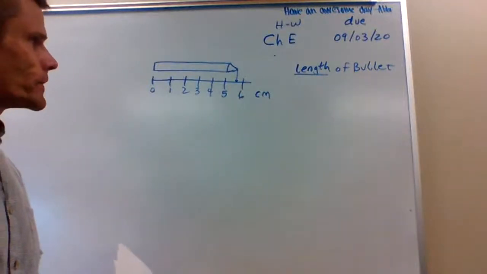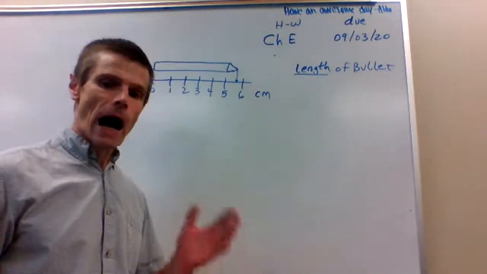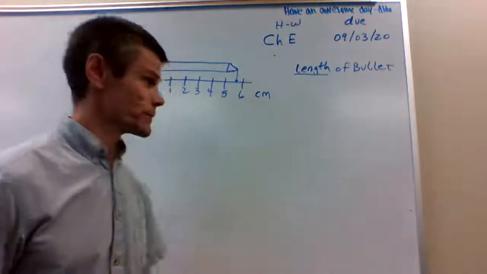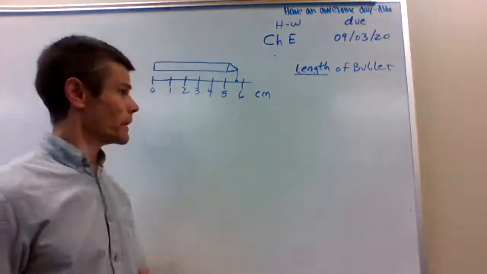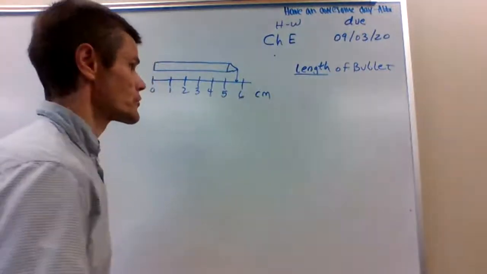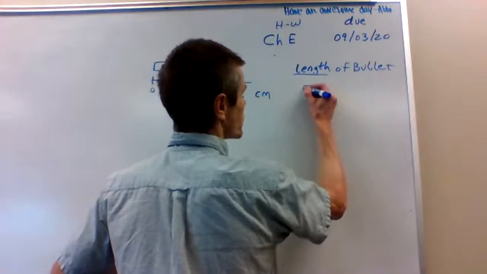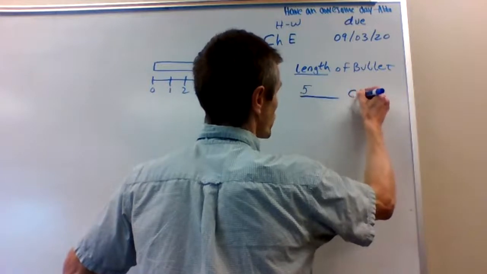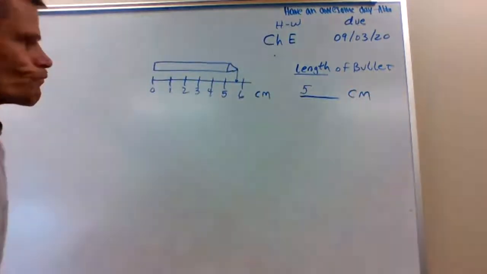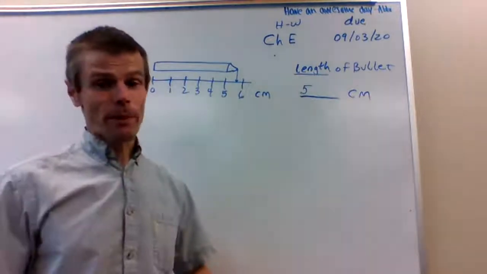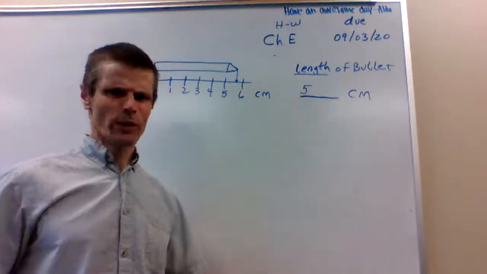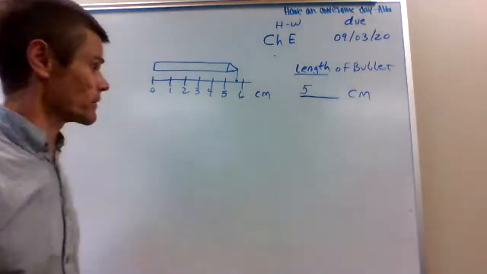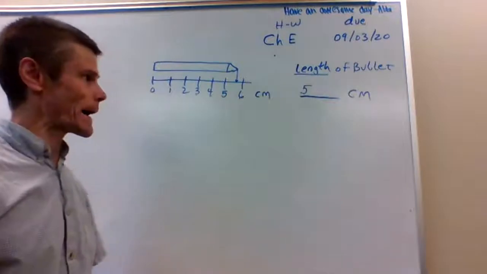Let's write down all the digits that we know with certainty. We know that the bullet is longer than 5 centimeters, so it's at least 5. And we know that it's less than 6. So we're certain that it's at least 5 centimeters. So this is going to be our length, and we're reporting it in centimeters. Again, it's going to be different on the PowerPoint, so don't freak out if that's not what it looks like. I'm not a very good artist. If you want to look at the one on the PowerPoint, it's going to have a different length because my drawing skills are lacking.